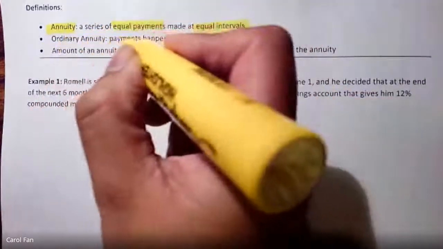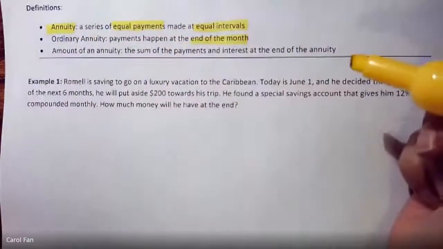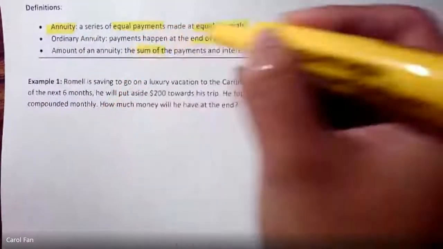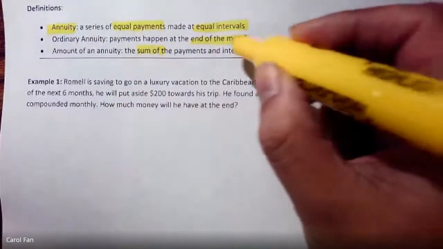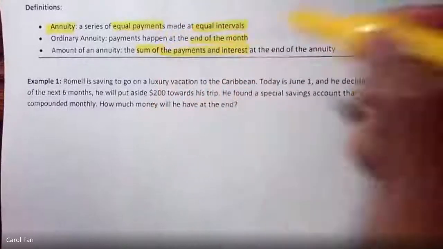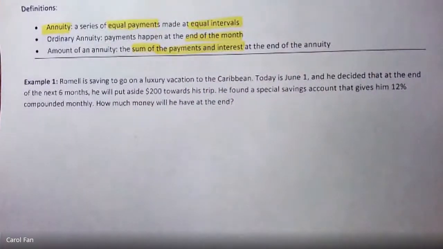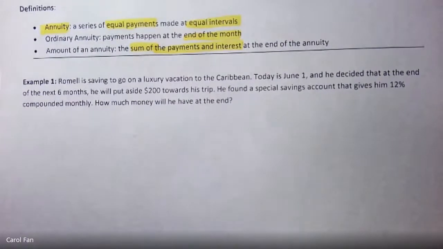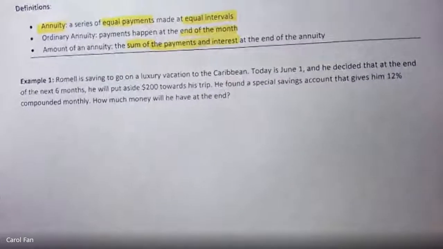And another word, the amount of the annuity. This is the sum of all of the payments and the interest at the end of the annuity. So just to clear those things up, we're going to be referring to all of those words often in this unit. Let's do an example.